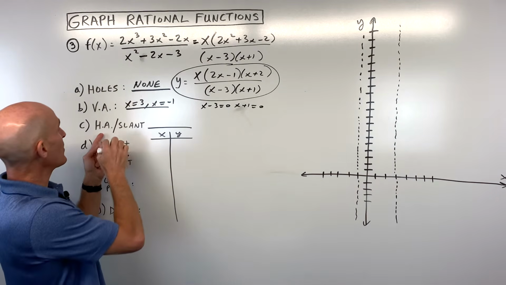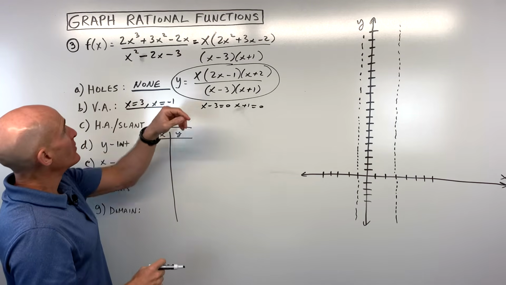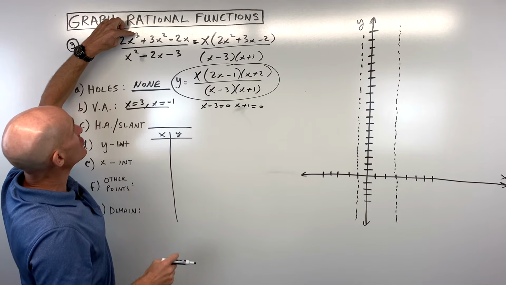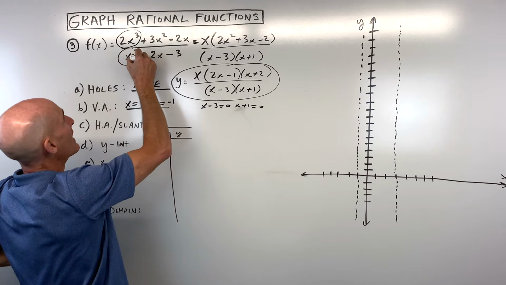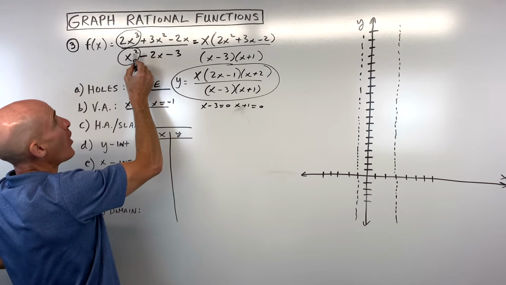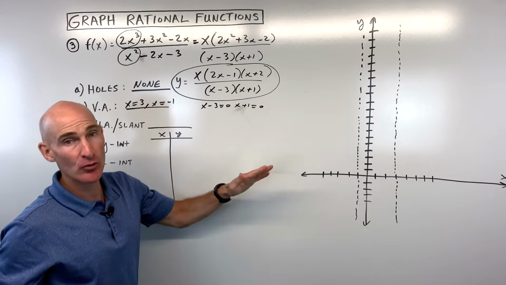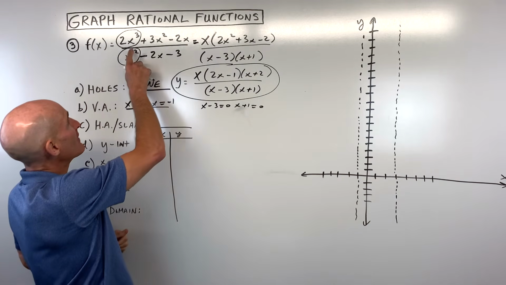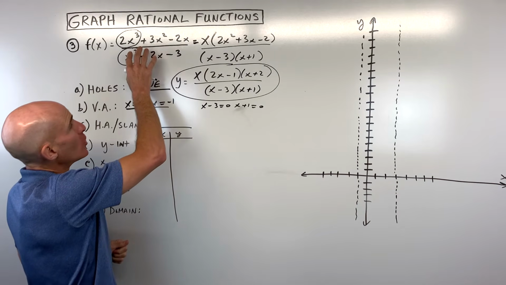Now the next thing we want to do is analyze, do we have a horizontal asymptote or a slant asymptote? Well, in this problem, you see how the highest degree term in the numerator is higher than the denominator's highest degree by 1. So what that tells us is we're going to have a slant asymptote, like a diagonal or an oblique asymptote. How do we find the equation of that oblique asymptote or slant asymptote? We're going to do long division.